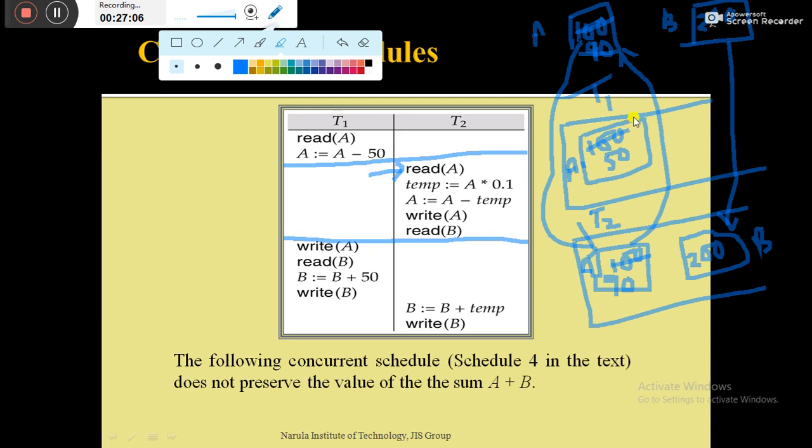So that means that value is written back over here. So 90 will be updated with the current value of 50. I'm writing over here 50. Then read B means the value of B will be read into the local buffer belonging to T1. This is the local buffer of T1. So value of B is 200.